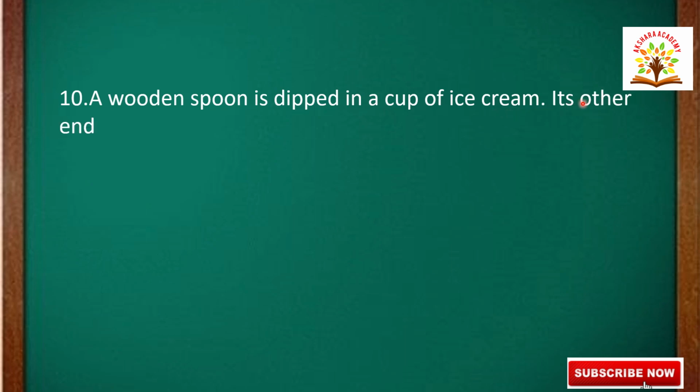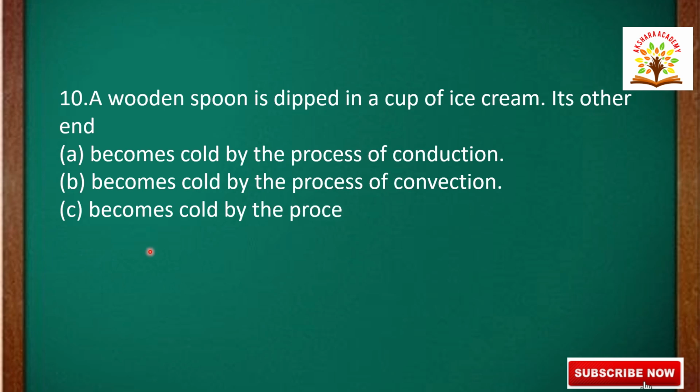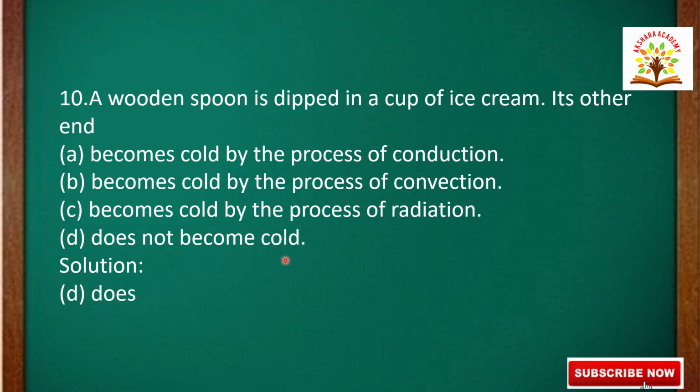Question number 10. A wooden spoon is dipped in a cup of ice cream. Its other end: first one, becomes cold by the process of conduction. The second option, becomes cold by the process of convection. Third option, becomes cold by the process of radiation. And the fourth option is does not become cold. Solution: does not become cold. A wooden spoon is dipped in a cup of ice cream, the other end does not become cold. Next question, there is the 11th question.